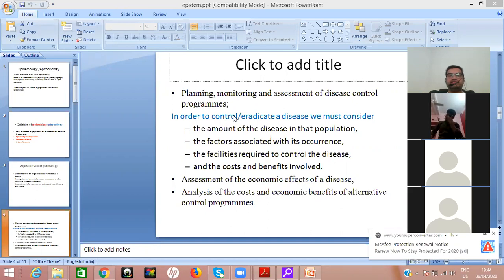But say, for example, FMD. FMD is a disease in which a large number of the population is getting affected. That's why, if it is affecting a large number of the population, we have to go for its control strategy. That can only be known by studying epidemiology. If the amount of a disease in a population is very high, we have to go for its control strategy immediately. And if the amount of a disease in a particular population is very low, we can avoid it.